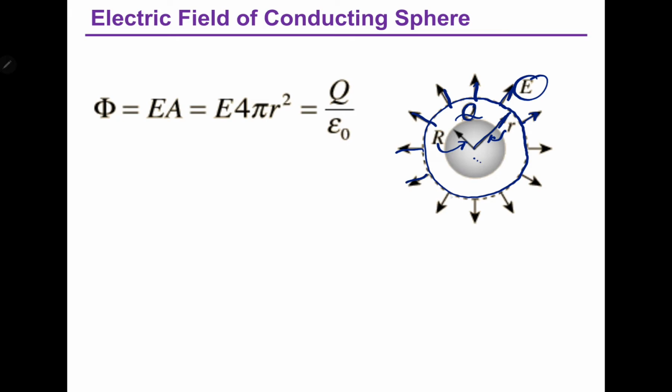Let's say the charge here is positive q. Then electric field lines will be like this. These electric field lines will point outwards. That we call positive electric field. Okay, let's calculate and get it.